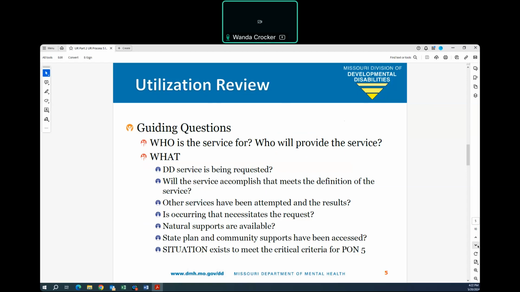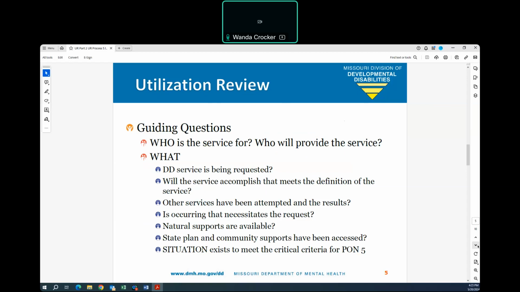What in-home services were first explored? What natural supports? What other funding sources? And why or why not did those work? What were the benefits? What were the negatives? Why are you now asking for residential services? So often we see requests for residential services when there were no other services attempted first.